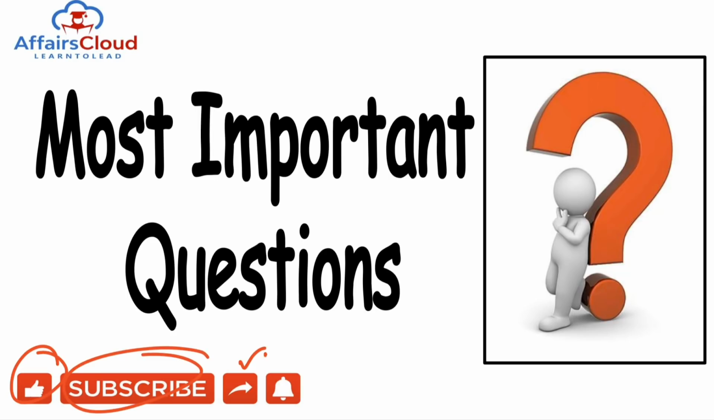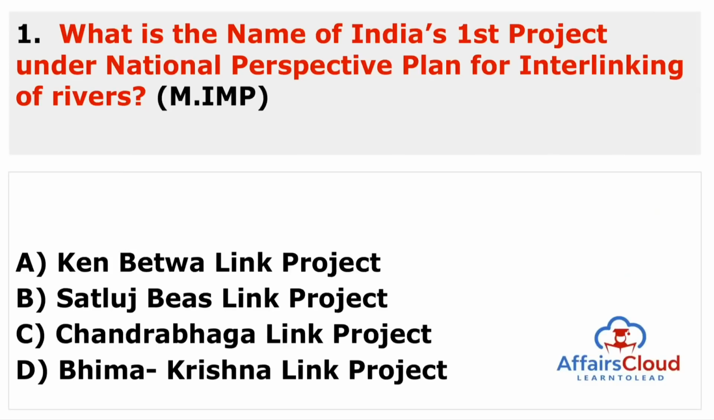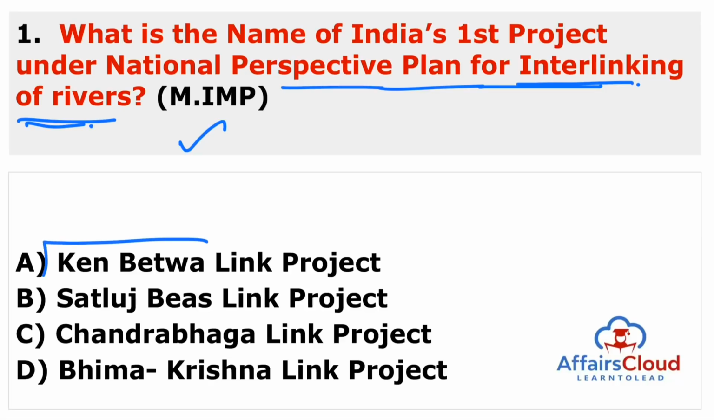So let's start today's current affairs with the most important question section, and here is the first important question. What is the name of India's first project under the National Perspective Plan for Interlinking of Rivers? This question I covered on 23rd of March 2021, but I am again covering it under the most important question section. The most important keyword of this question is interlinking of rivers. It means the surplus water of one river will be transferred to another river so that the drought prone area can be irrigated. And this project is known as the Ken-Betwa link project. So the answer of this question is A.